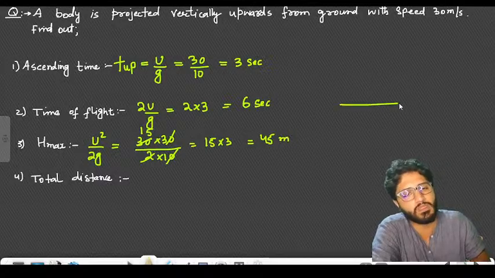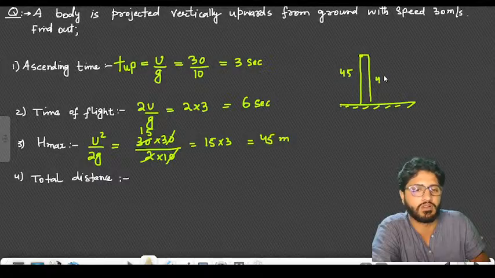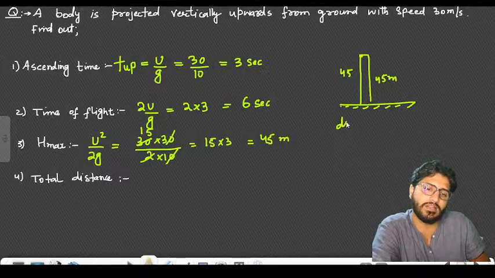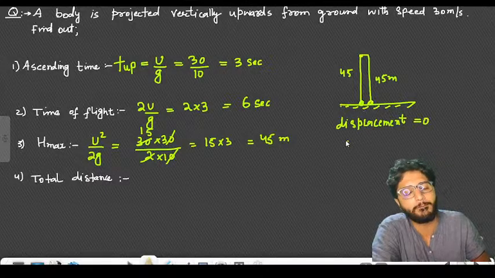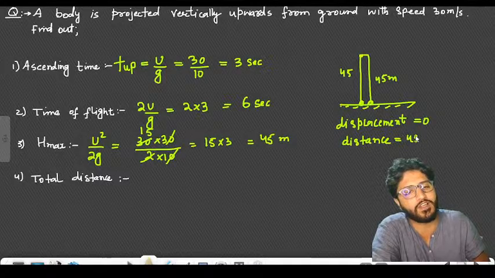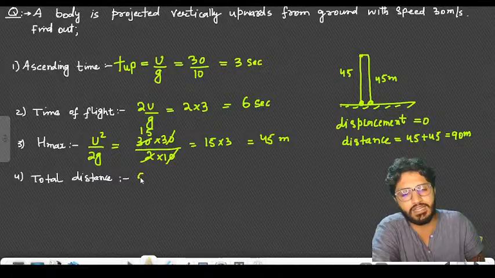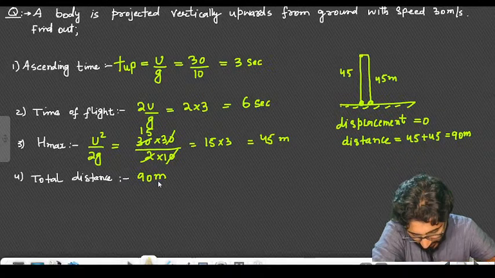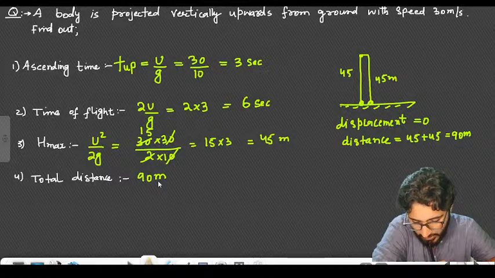Look now. My particle goes 45 meter upwards and it comes back 45 meter. What is displacement? Sir, the initial position was this one and final is also this one. So my displacement is 0. But what about distance? I guess distance means 45 plus 45. Is it 90 meter? I will write here 90 meter. So 3, 6, 45, 90. Yes, beta Rudra, you are correct.